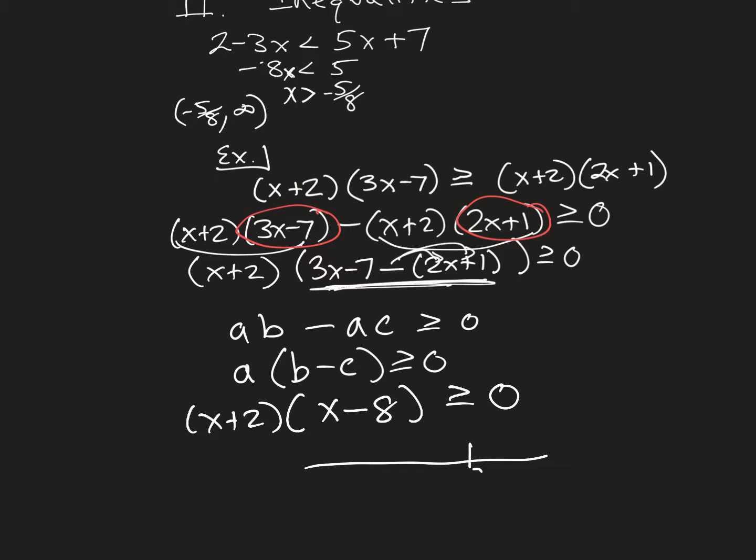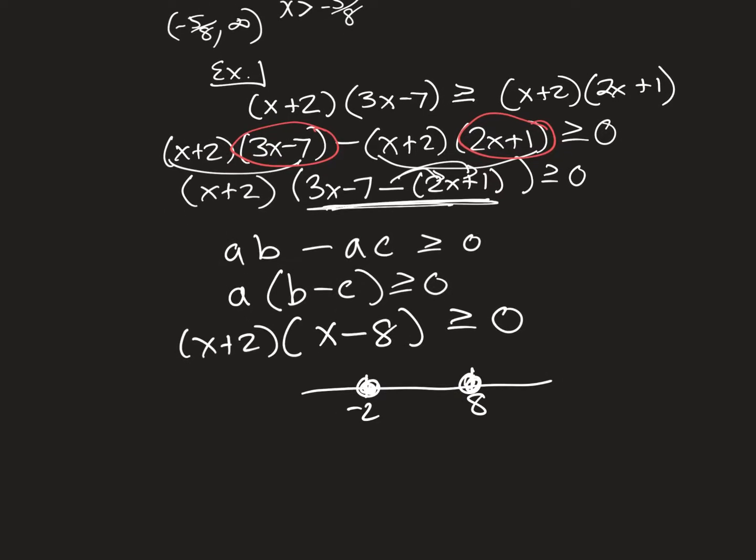Okay, so we've got 8. And by the way, I find it very helpful to not just put numbers on my number line, but if I see that we're talking about equality here as well, I'm going to fill in those circles so that I remember not to forget those. Those will be hard brackets.